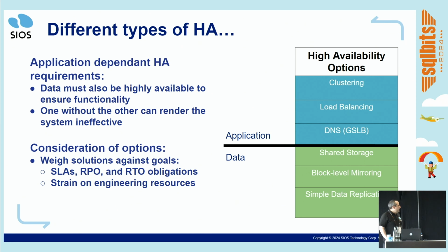So with that in mind, what HA options do we actually have? Now, I drew this little diagram on the right-hand side there. I'm quite new to SIOS, and it was something that I wanted to do to sort of, in my head, sort out the different types of HA that we're covering. And you've got the application and the data.